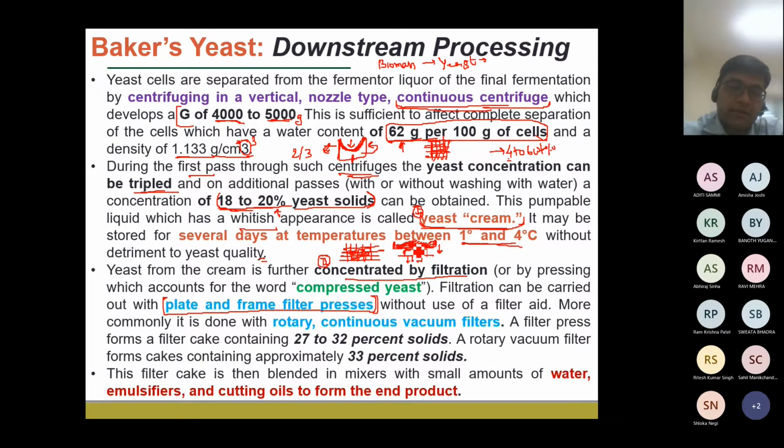Okay, and in this case, initially we have seen that the yeast solids are 18 to 20%. However, when we use the plate and frame filter press, or other types like the rotary continuous vacuum filters, after these stages what we obtain is a cake which contains 27 to 32% solids. Generally, with a rotary vacuum filter, it is almost similar, in the range of 33%. Okay, so this forms the basis of compressed yeast production.